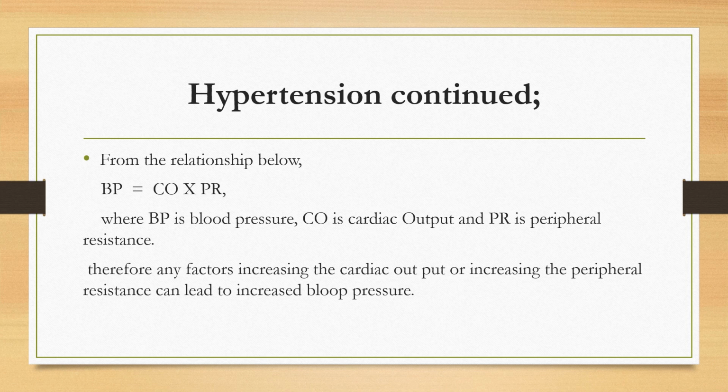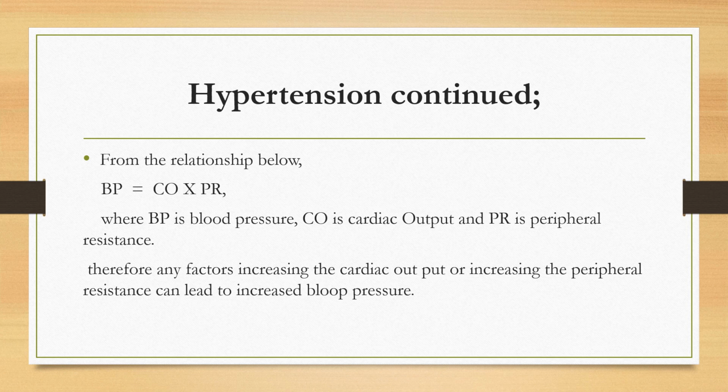That equation which we are seeing, BP equals CO multiplied by PR, is just a relationship explaining the determinants of blood pressure. CO is cardiac output, which is the amount of blood ejected from the heart per minute, whereas PR is peripheral resistance, which is the resistance created by arteries, determined by the arterial lumen, the diameter of the arteries.